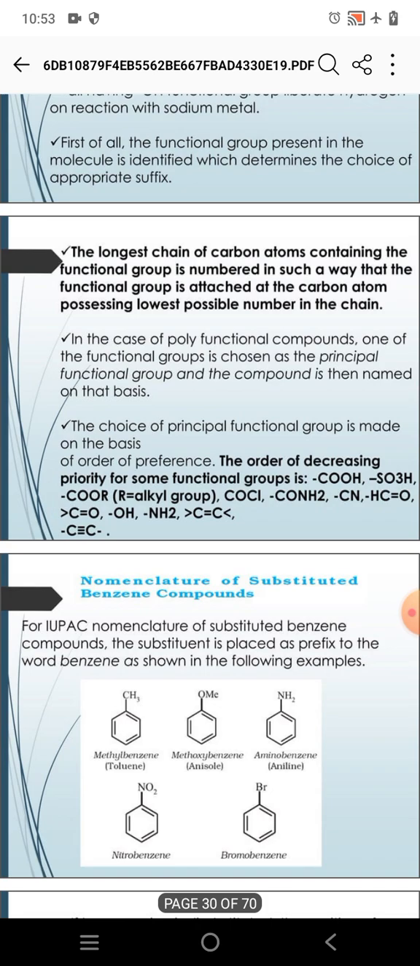The choice of the principal functional group is made on the basis of order of preference, and the order of decreasing priority of some functional groups is: COOH acid, SO3H, COOR, COCl, CONH2, CN, HCHO, keto group CO, OH alcohol group, NH2 amine group, C=C alkene group, C≡C alkyne group.